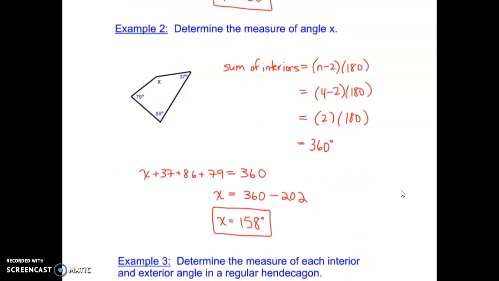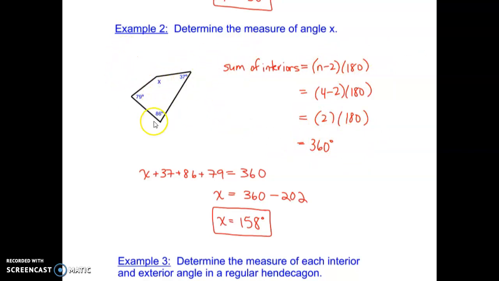Example 2, determine the measure of angle x. So here I have a 4-sided figure, so I know I have 360 degrees inside my quadrilateral, but I'm just using my formula because I'm not always going to have 4 sides. I could have 5 or 10 or 15 or 18 or 23 sides. So my formula is n minus 2 times 180. Just want to review that with you. And again, you'll see it's 360 degrees for this example.